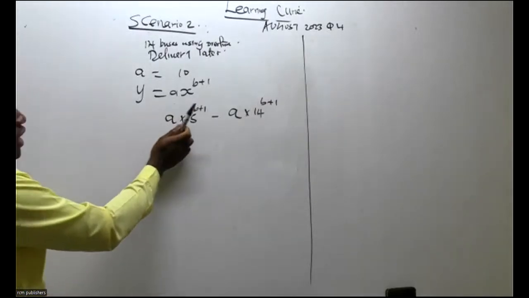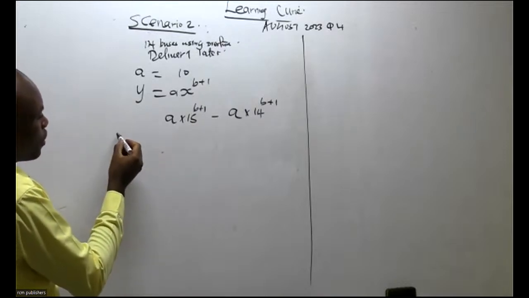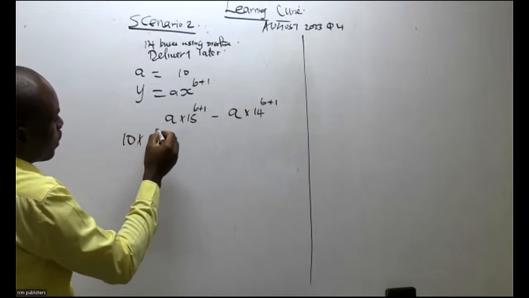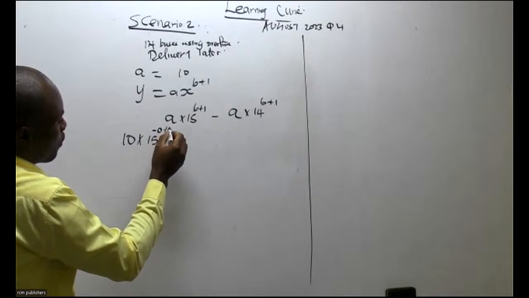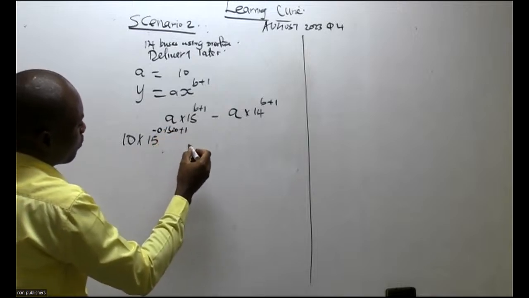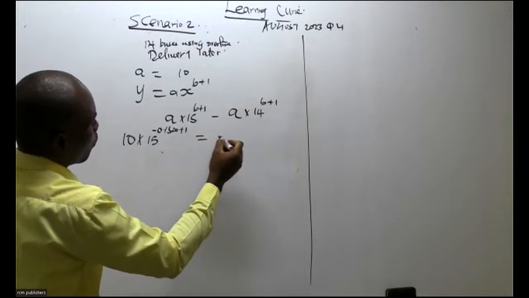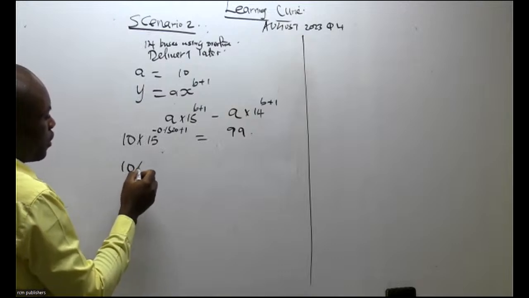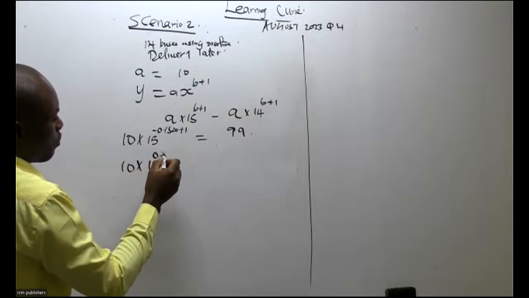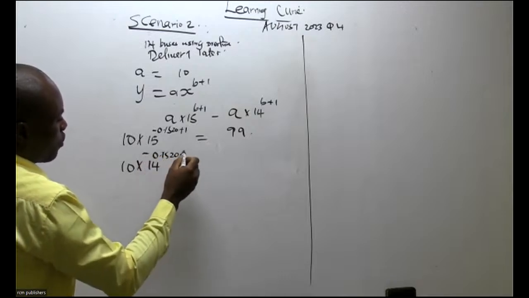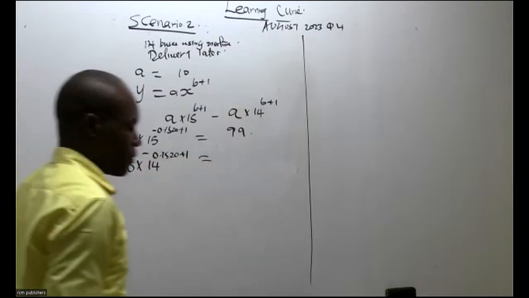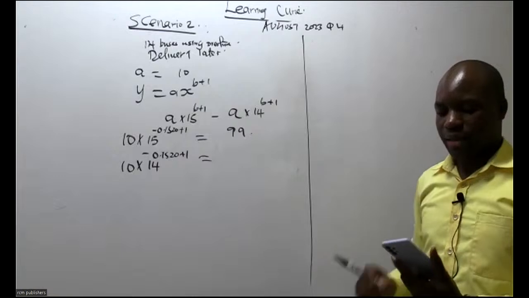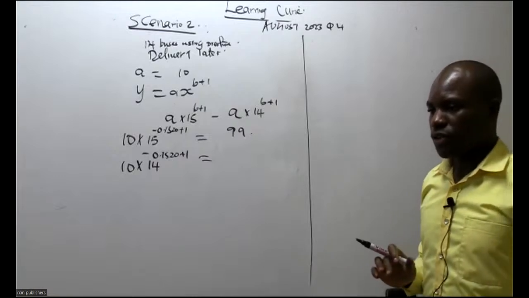So let's get, of course, we add this one here. That is A, which is 10, times 15 raised to the power B, which is negative 0.1520, plus 1. I think you gave me 99. Then A, which is 10, times 14 raised to the power negative 0.1520 plus 1. You should now give me the figure here. Let's move quickly, time is not on our side. We still have 2 scenarios to deal with.